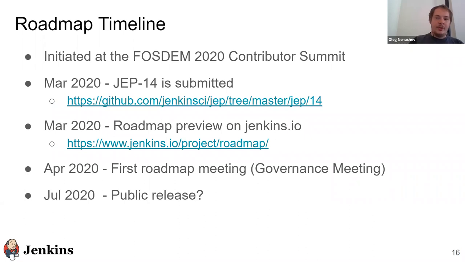We were talking about particular features, particular initiatives, there was no 1,000 feet overview of the Jenkins project. So the idea of the roadmap is actually to provide that. We started working on that in February. In March, we created the Jenkins enhancement proposal, which basically documents the roadmap process. Again, it's a public process, so everybody was able to review and contribute to this roadmap and the process. We published the first preview, and in April 2020, we had the first roadmap meeting.